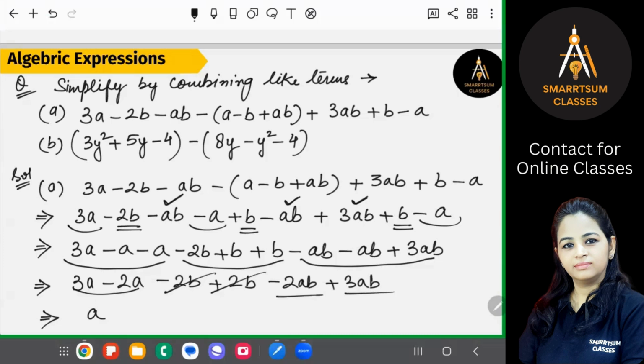One is plus and one is minus. So what we will do? We will subtract the numerical values. Right? So 3 minus 2 is 1 and ab will be as it is. So this will become plus ab.